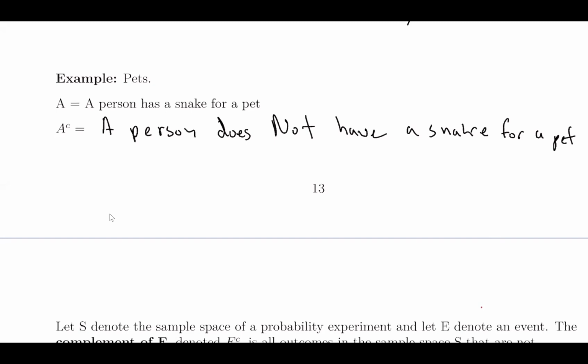But they can have the complement. It's pretty much everything else. It could be they have a rabbit for a pet, a fish, a dog, or a bird. So it could be they do have a pet. Yes, that pet is not a snake, but it can also mean that they don't have any pet. So you have to be careful with that. Everybody good with that?